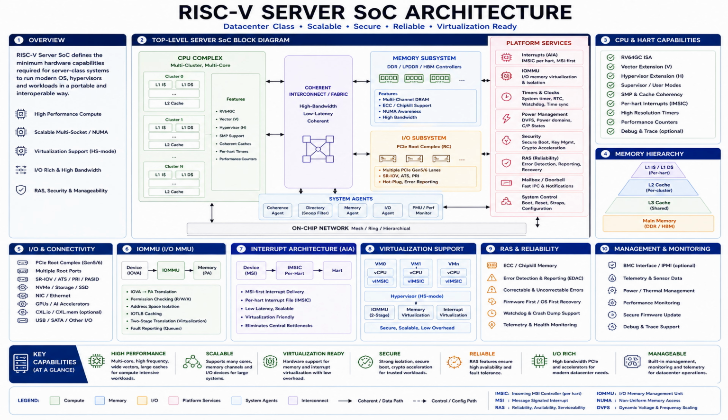Section 10 describes management and monitoring for system control and observability. It includes a BMC or remote management interface, which is optional, telemetry services, power and thermal management, performance counter monitoring, secure firmware updates, and the last one is debug and trace support. So management and monitoring enables data center grade operations and control. To sum it up, all the key features of a server SoC are outlined at the bottom of the slide.